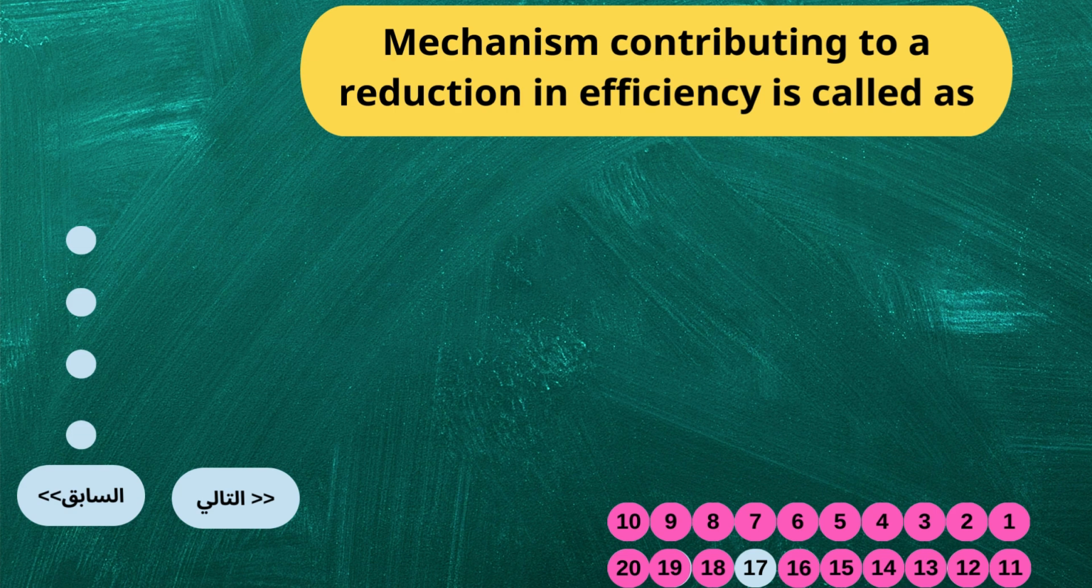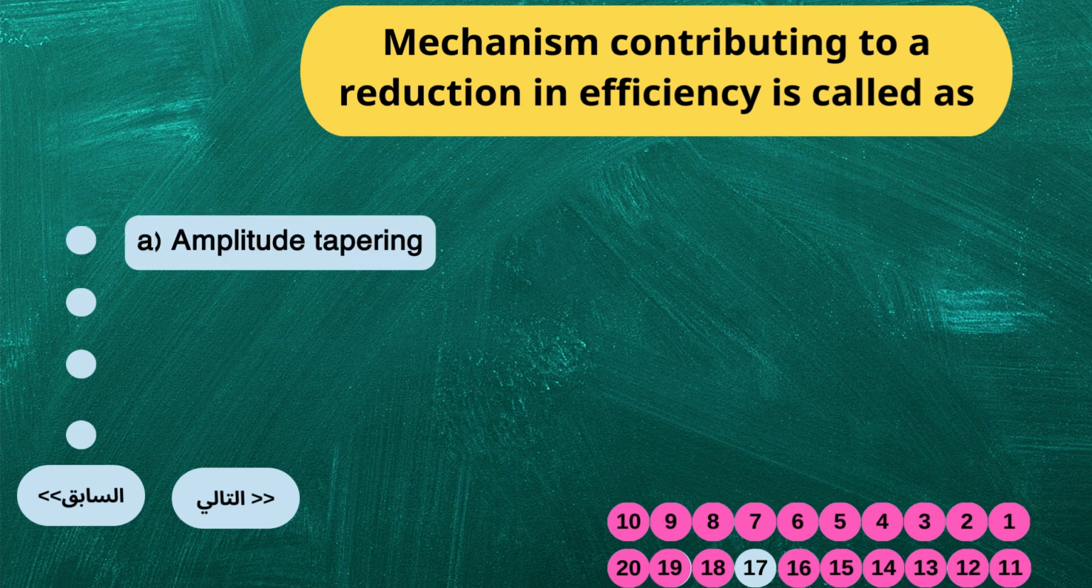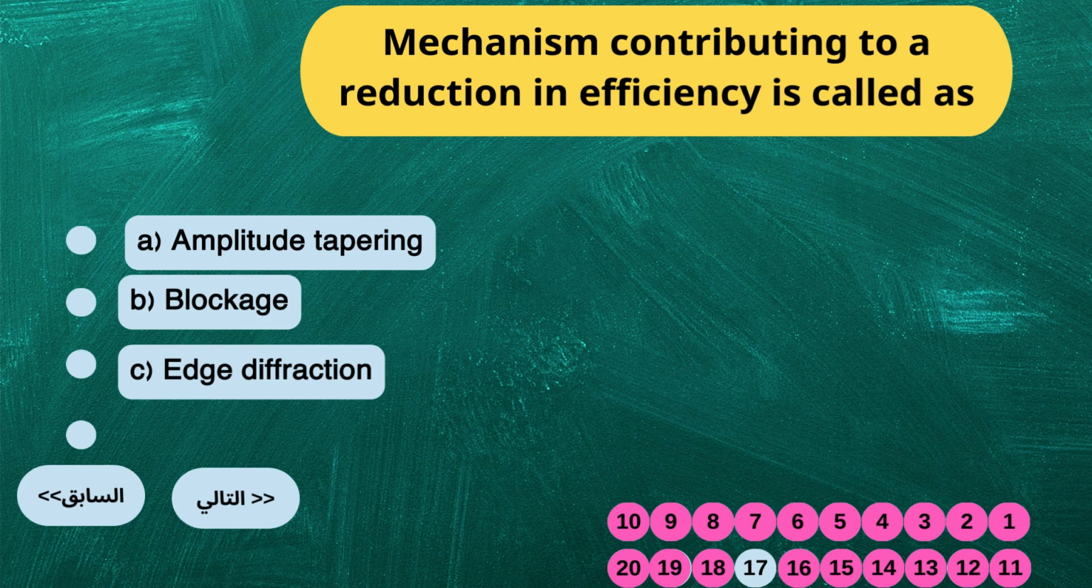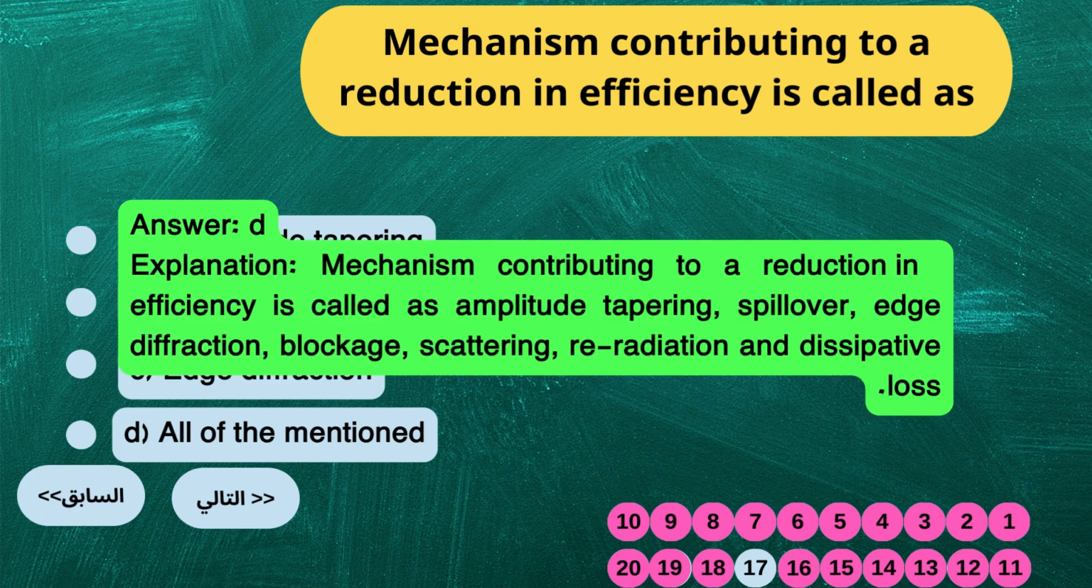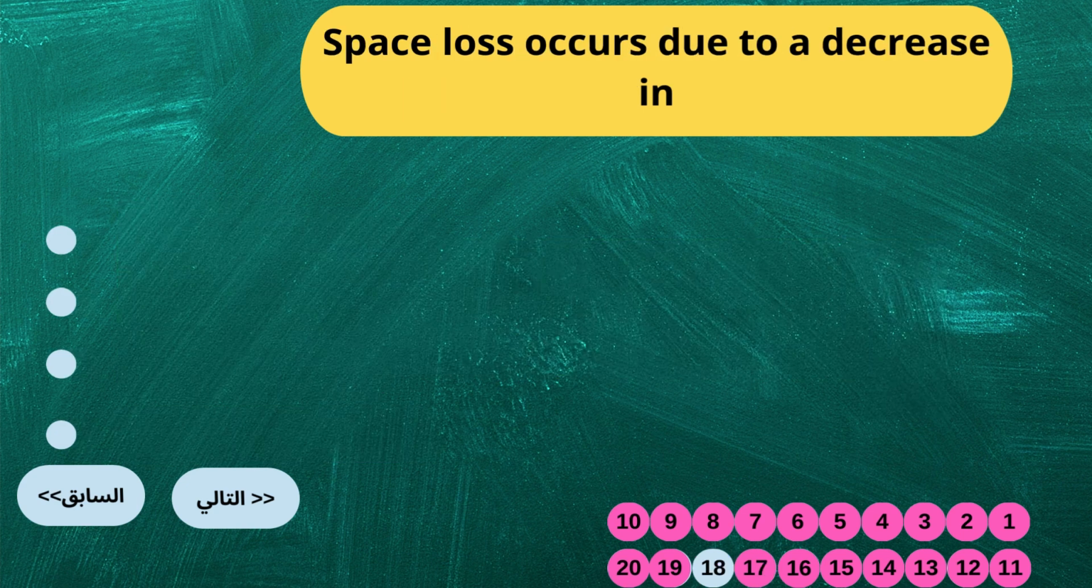Mechanism contributing to a reduction in efficiency is called as A. amplitude tapering, B. blockage, C. edge diffraction, D. all of the mentioned answer. Answer D. Explanation. Mechanism contributing to a reduction in efficiency is called as amplitude tapering, spillover, edge diffraction, blockage, scattering, re-radiation, and dissipative loss.